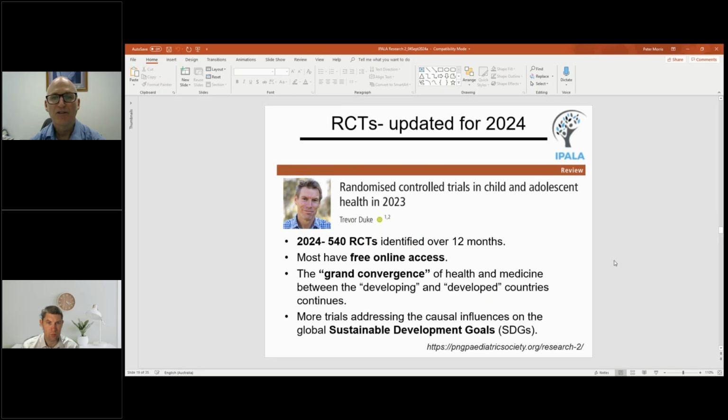So this year, most of the studies identified have free online access, so you can click on the link he provides and it will take you to the actual paper. He comments in his summary that the grand convergence of health and medicine between developing and developed countries continues, and that more and more studies are addressing the causal influences on the Sustainable Development Goals.